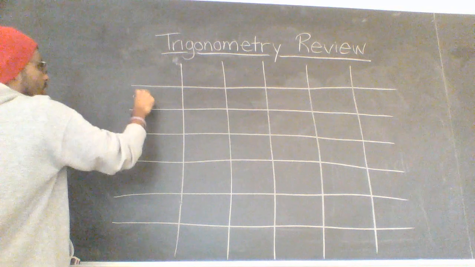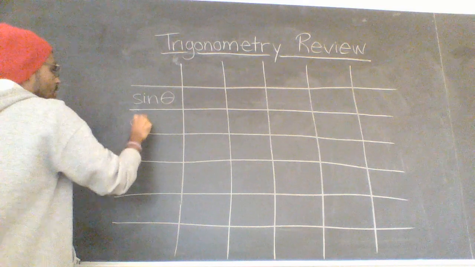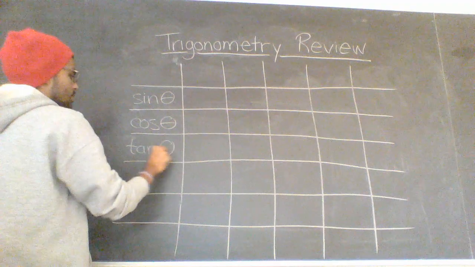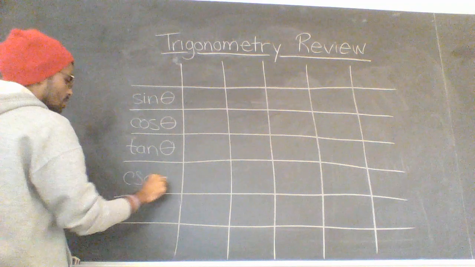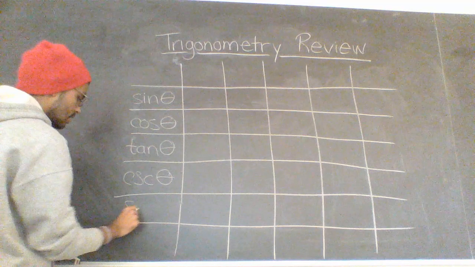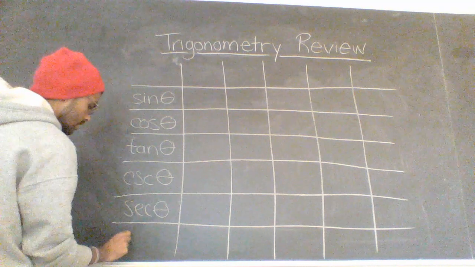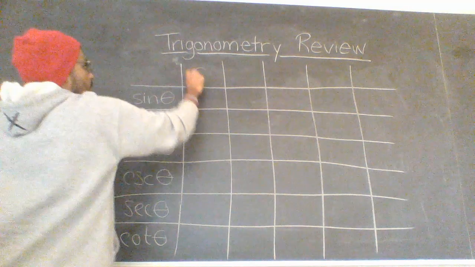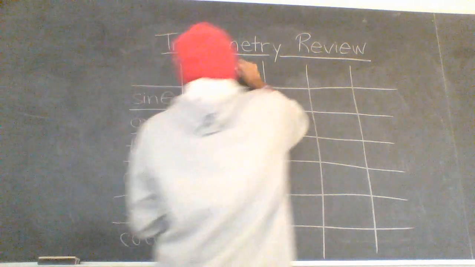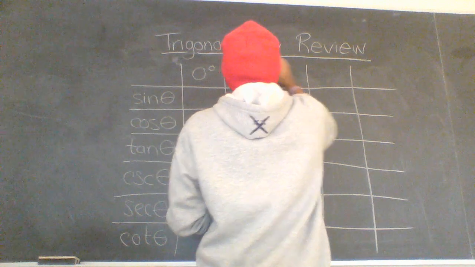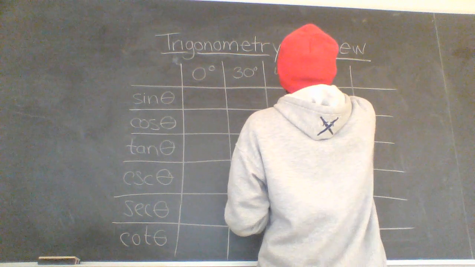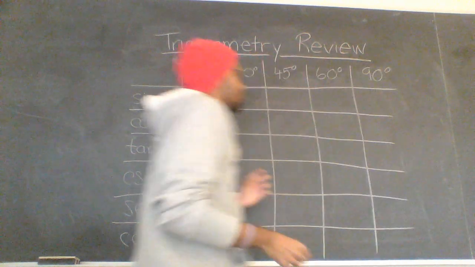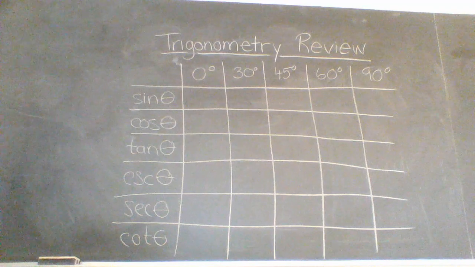And in your rows, you're going to want to write sine theta, cosine theta, tangent theta, cosecant theta, secant theta, and cotangent theta. And then across the top, you're going to want to write 0 degrees, 30 degrees, 45 degrees, 60 degrees, and 90 degrees.